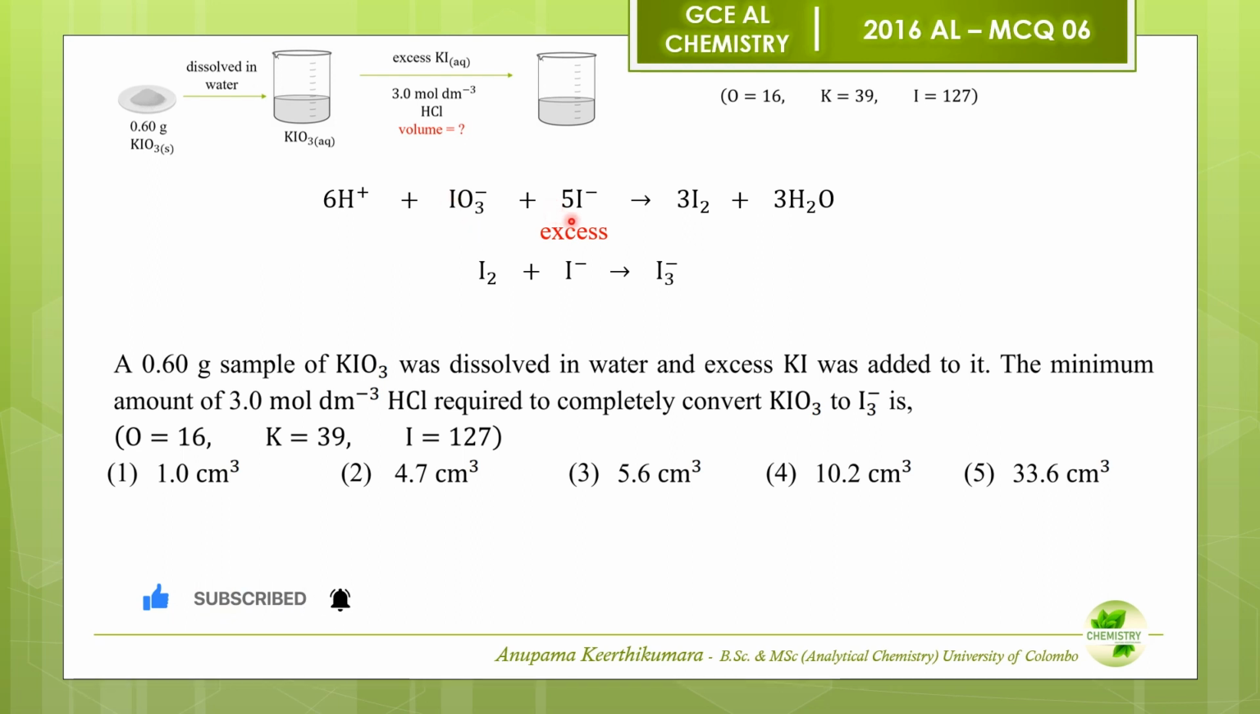In the presence of excess iodide ions, all of these iodate ions reduce to iodine. In the presence of excess KI, the produced iodine together with these iodide ions forms triiodide ions. Therefore, students, no need to worry about calculating the number of moles of these iodides or triiodide ions. The reason is all of these iodate ions finally convert to triiodide ions. Therefore, calculate the number of moles of iodate ions and, using stoichiometry, calculate the required number of moles of H plus ions. The concentration of the acid was given. Therefore, we can calculate the required volume of HCl.